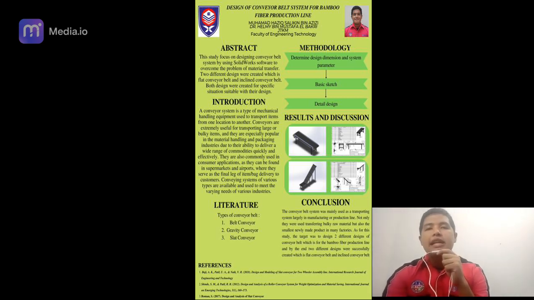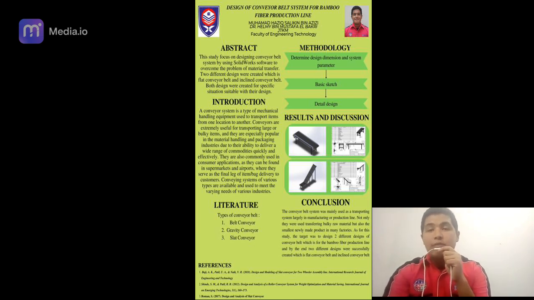So, before we get into the project itself, let's take a look at the abstract of the project. This study focused on designing a conveyor belt system by using SolidWorks software, to overcome the problem related to material transfer. Two different designs were created, which are a flat conveyor belt and an inclined conveyor belt. Both designs were created for specific situations suitable for the design. So now let's get into the project itself.